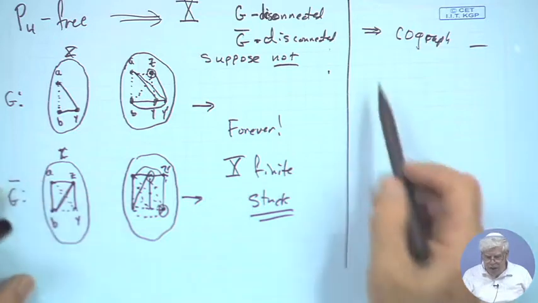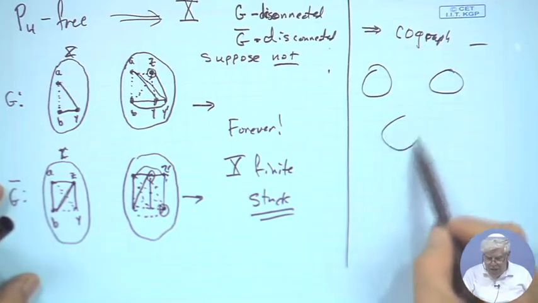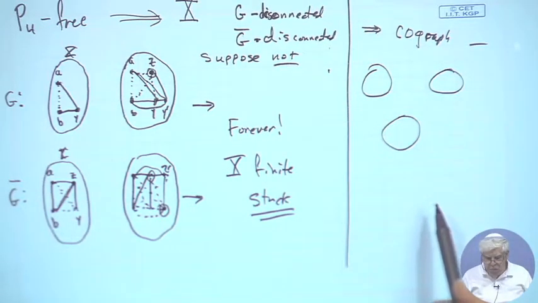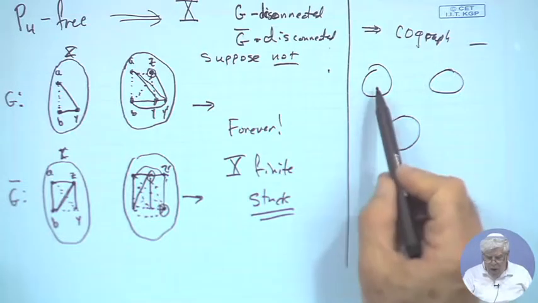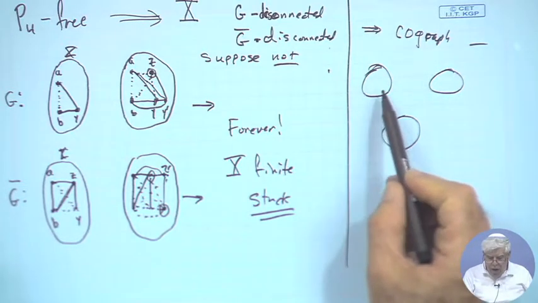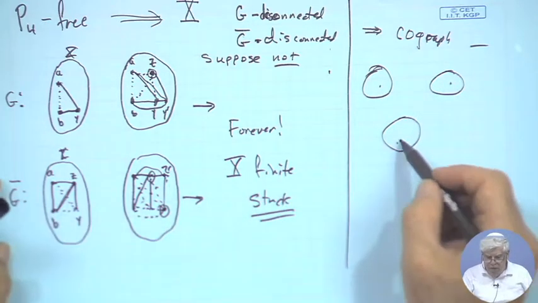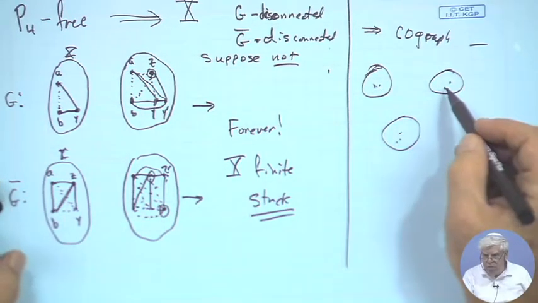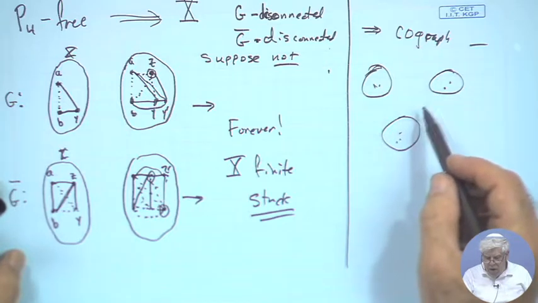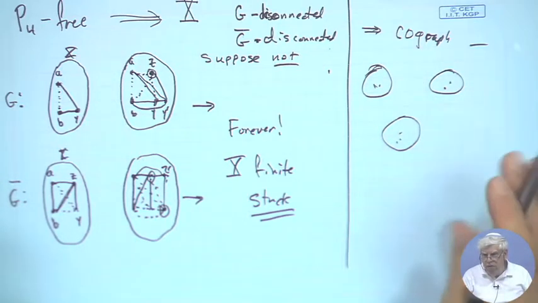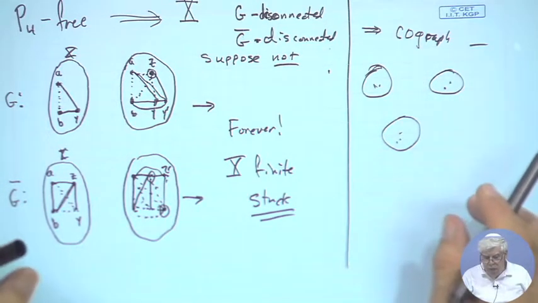If it is disconnected, I have separate components. Great. Now I can assume that the theorem is true for each component. Therefore, each of these is a cograph, and therefore, the disjoint union is a cograph. I'm done.